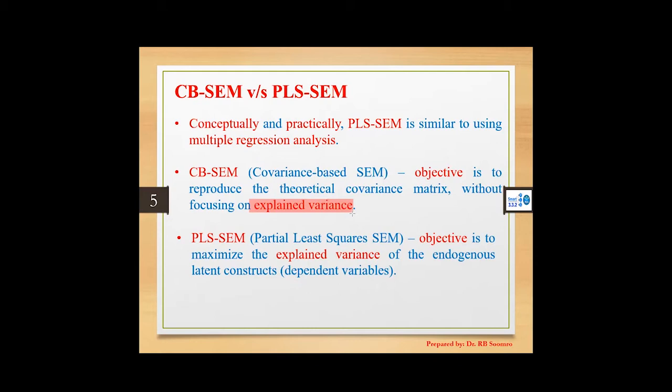So CB-SEM purely focuses on the covariance matrix, and PLS-SEM is basically focused on the explained variance. Explained variance is the other name for the R square, and this is for the endogenous variable. Endogenous means your dependent variable. Explained variance is the total impact of all the independent variables on the dependent variable. This type of approach is called explained variance.